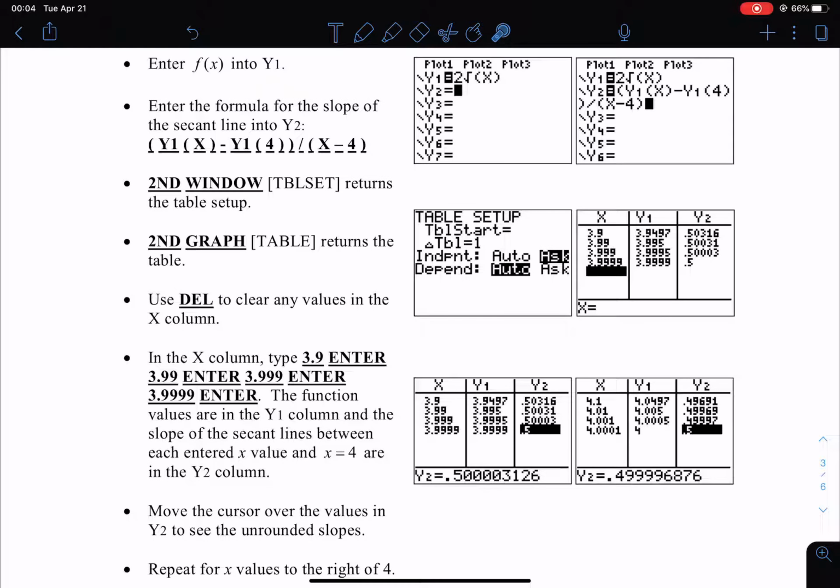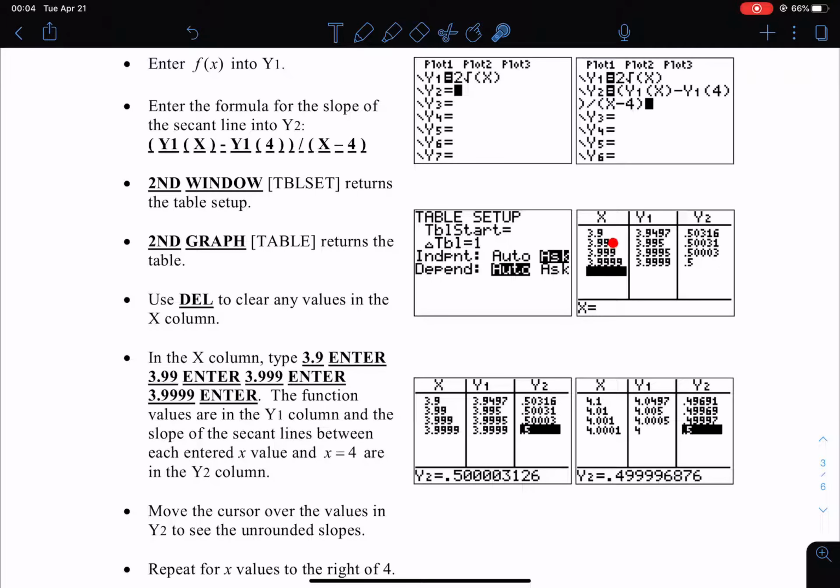And then make sure this is the ask. Independent, this is ask, and dependent, this is auto. Then we click on second graph, return the table. So for the table, you have to type the first column. Then we get y1 and y2 directly.